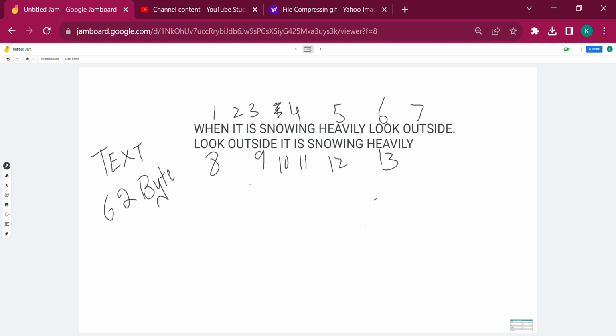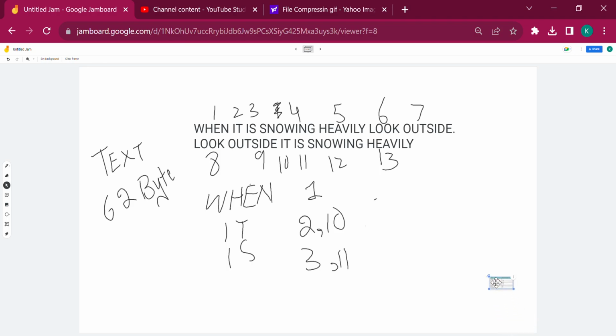So let's start. For example, "when" is one of the words, and yes, it is at location 1. Then we have "it". It is occurring 2 times, location 2, and yes, location number 10. So I'm going to write it like this. And for "is", yes, you can see here it is on location number 3 and location number 11, etc. So a complete lookup table, I can show it to you.